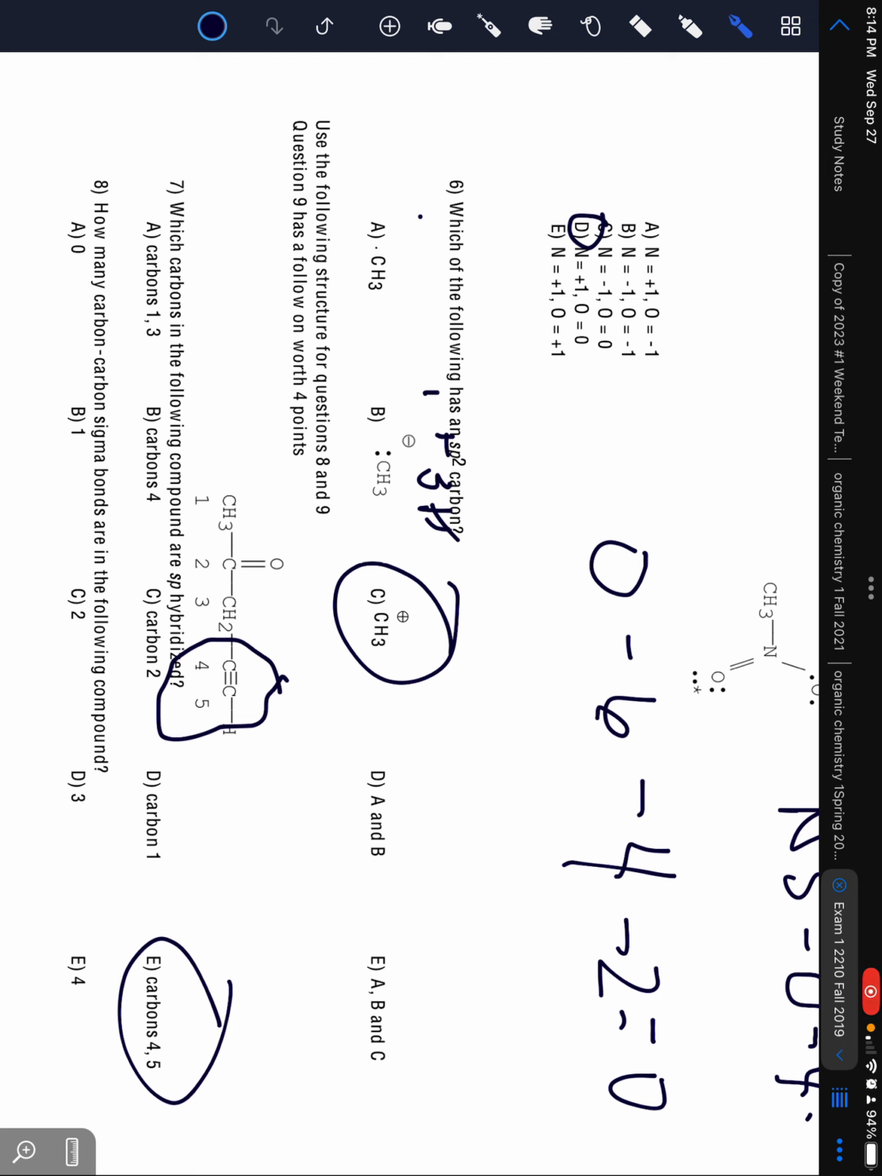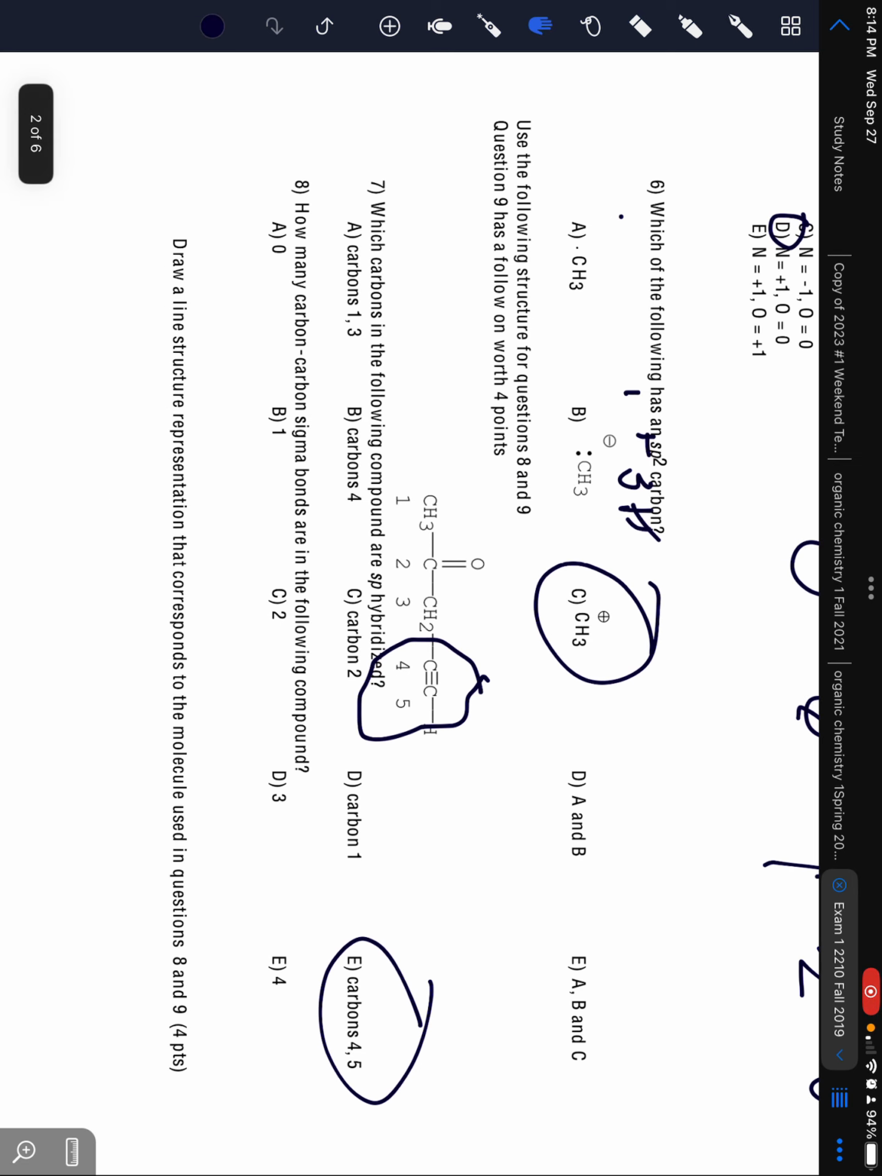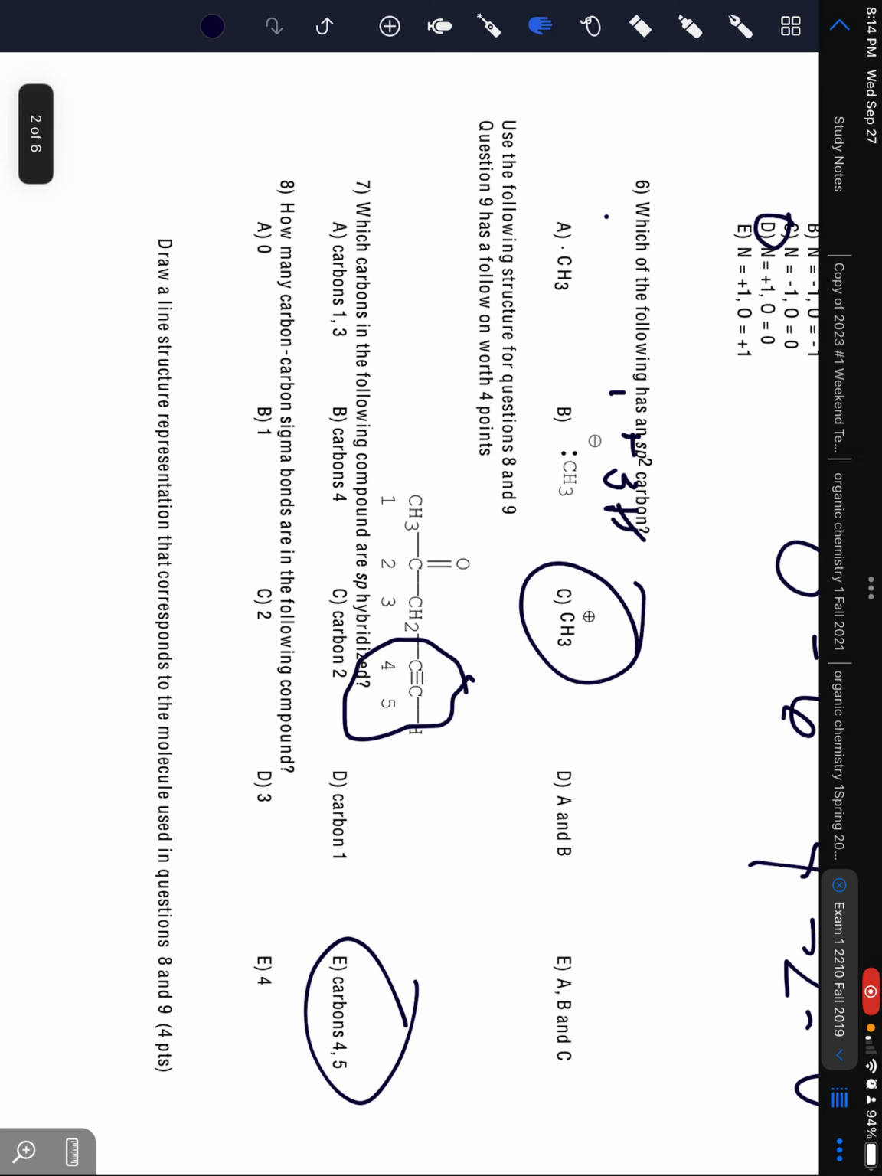How many carbon-carbon sigma bonds are in the following compound? Is that the same compound? I think they're talking about the compound above. So it would be how many carbon-carbon sigma bonds? 1, 2, 3, 4. So there's 4.